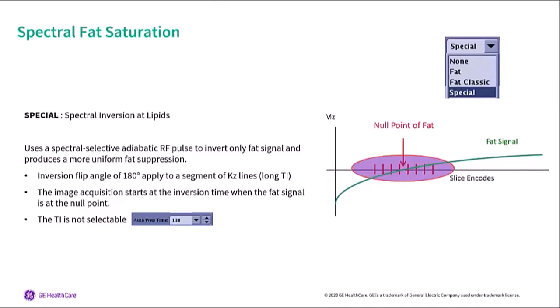So the spectral inversion is more selective than the fat or fat classic options and provides a more robust saturation. So this would be a good option for challenging anatomies such as liver or breast. However, it tends to have longer scan times than the fat or fat classic options due to that extra inversion pulse that we're giving here.